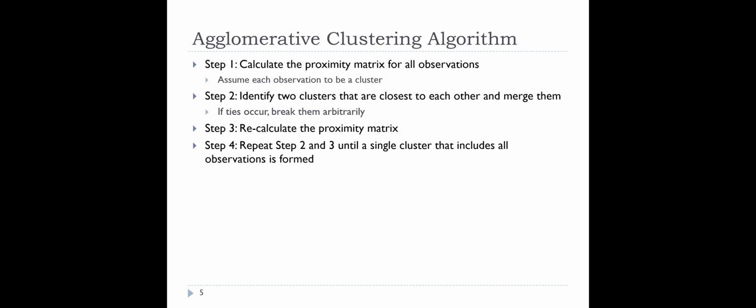There are different types of hierarchical clustering algorithms. The variation is in step 3, recalculating the proximity matrix. Because now you have a cluster, how do you define the cluster and then the distance to another observation? There are different ways to do it, and that distinguishes the algorithms. We're going to get into details on that later. Step 4 is to repeat steps 2 and 3 until a single cluster that includes all observations is formed.